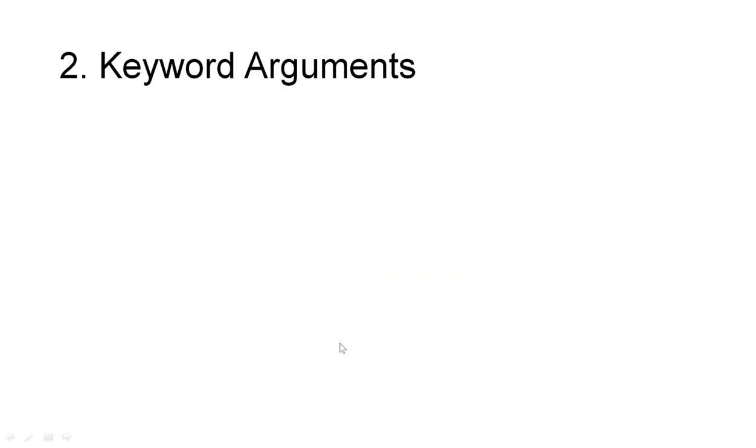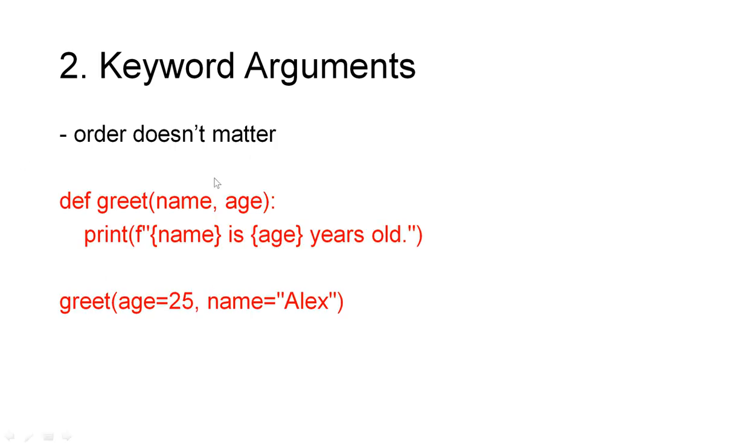And then the next one is keyword arguments. You specify the name of the argument here, so the order doesn't matter. For example, for the same function we defined earlier, I'm calling the function as greet of age is equal to 25 and name is equal to Alex. So I'm specifying the name of the argument, so the order doesn't matter here. It will give you the respective output.